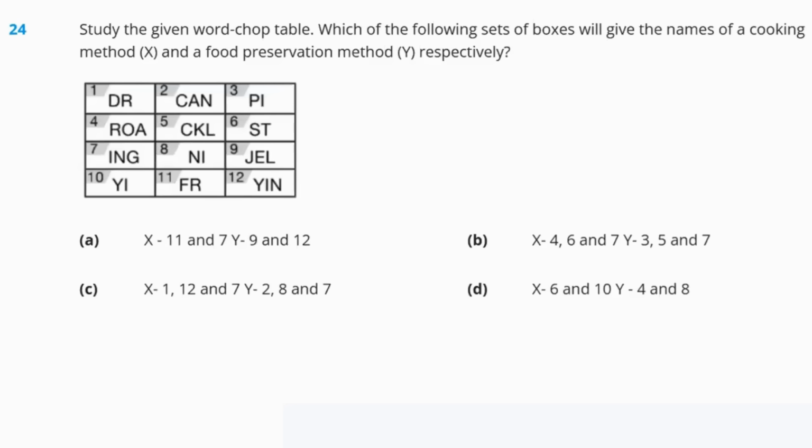Okay, question number 24 now. This is the given crossword table. Which of the following sets of boxes will give the names of cooking method and food preservation method respectively? What is the cooking method? Cooking method would be ROASTING, roasting. This is our X. What is Y? Y would be PICKLING, pickling. And I found both of them in option number B here.